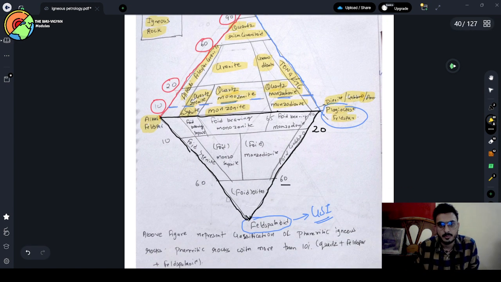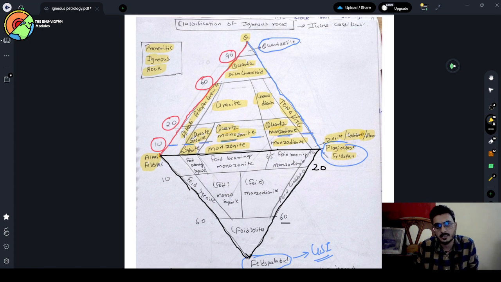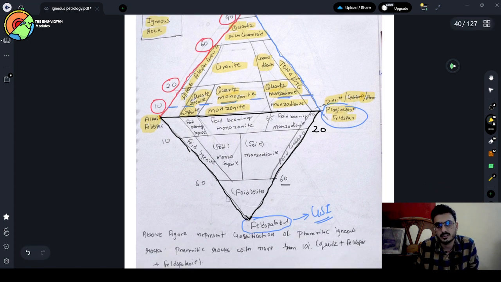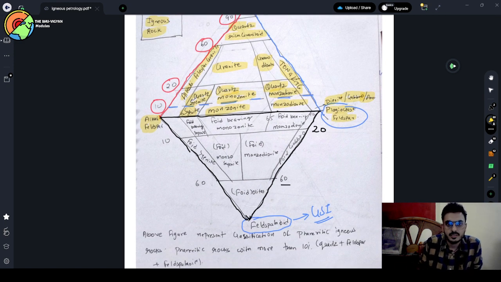And below will be simple because it's void now. Void means it lacks silica percentage, it does not have silica in it. So if you see here we have void bearing syenite, void bearing monzonite, void bearing monzodiorite. Here we will have void gabbro, here monzodiorite, monzosyenite, and here void syenite will be there.